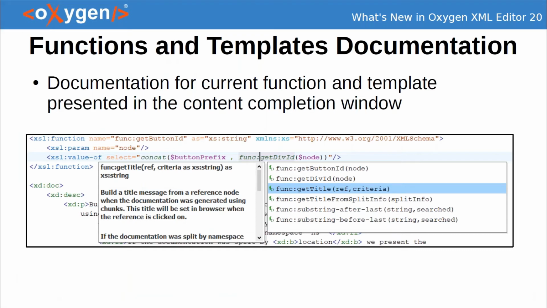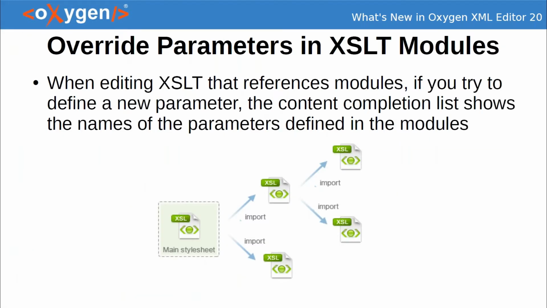We also added some support to overwrite parameters. For example, if you want to create a wrapper style sheet and you want to overwrite a parameter from the imported style sheet, then you can use the content completion support to get the parameters that can be overwritten in the context. I'll not get into detail here.